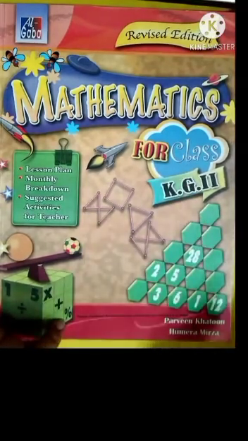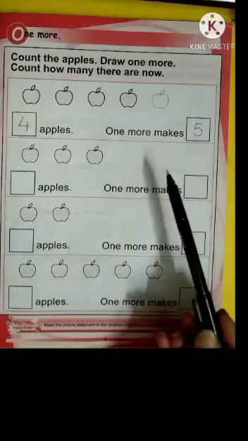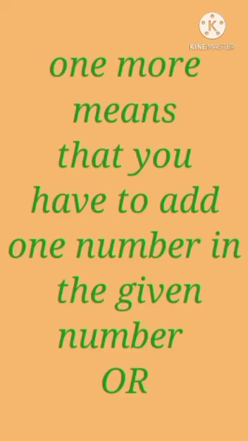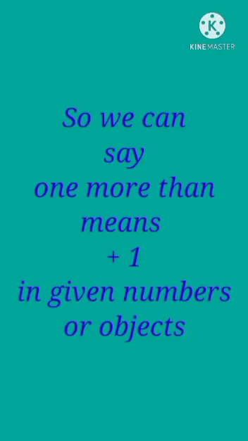Open your mathematics book for class KG2 page number 7. On this page we have the concept of one more. One more means that you have to add one number in the given number, or you have to add an object in the given number of objects. So we can say one more than means plus 1 in given numbers or objects.